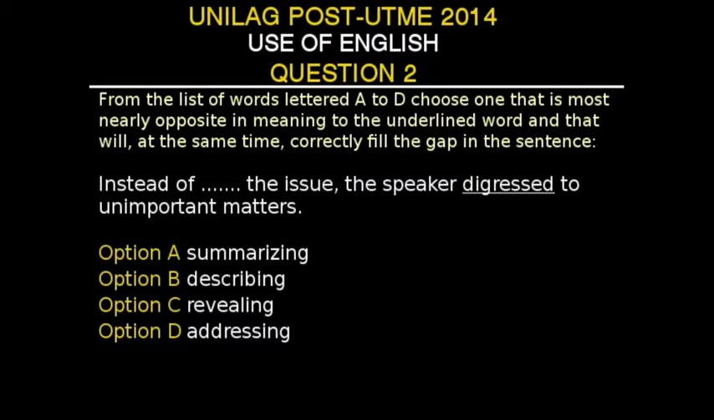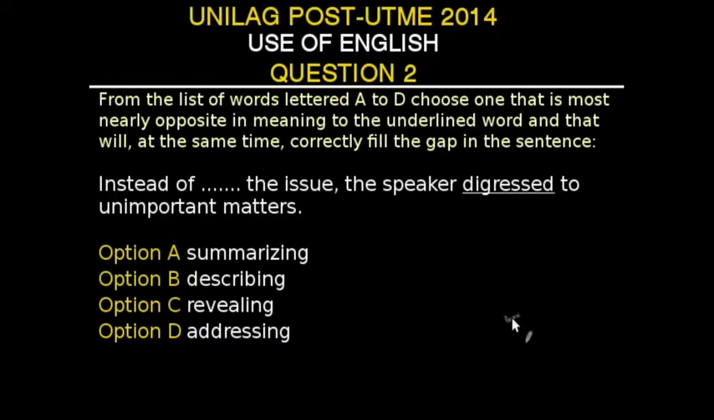UNILAG post-UTME 2014 Use of English. Question 2. We have the same instruction as before. From the list of words lettered A to D, choose one that is most nearly opposite in meaning to the underlined word and that will, at the same time, correctly fill the gap in the sentence. The sentence is, instead of dash, the speaker digressed to unimportant matters. Option A, summarizing. Option B, describing. Option C, revealing. Option D, addressing. Digress being the word underlined.